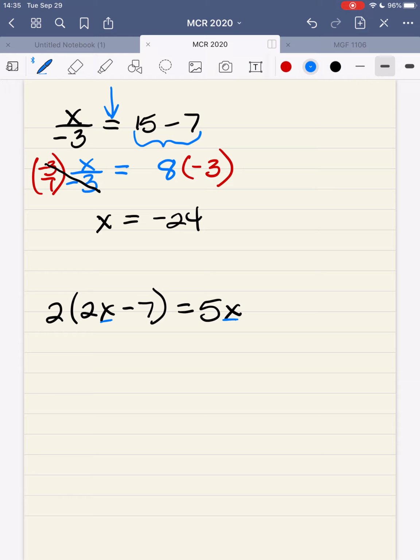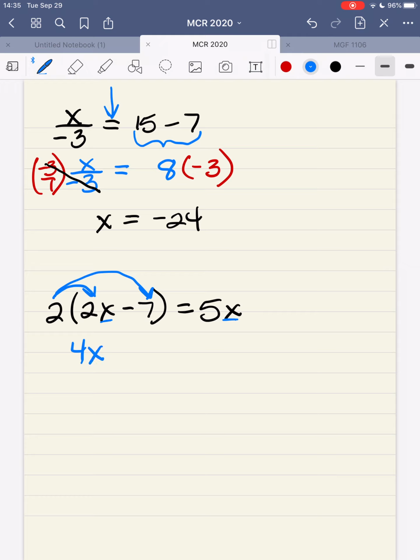First, I want to look at my parentheses. My parentheses doesn't contain like terms, and because it does not, I have to go ahead and utilize the distribution property so that I can go ahead and free those numbers in parentheses. So I have 2 times 2x. So 2 times 2 is 4. The x comes along for the ride.